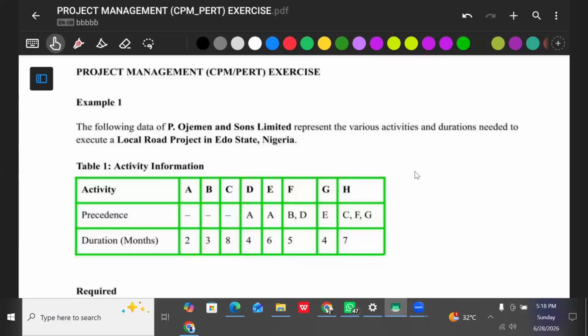You have activities here, A, B, C, D, E, F, G, H. Each of those activities may represent something.